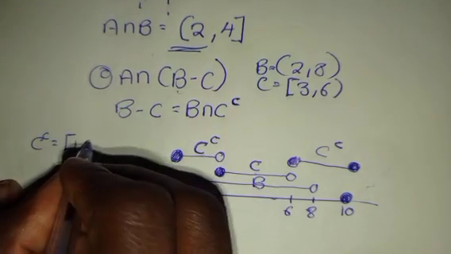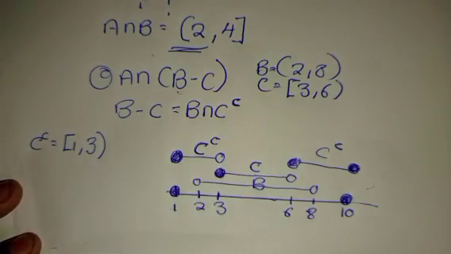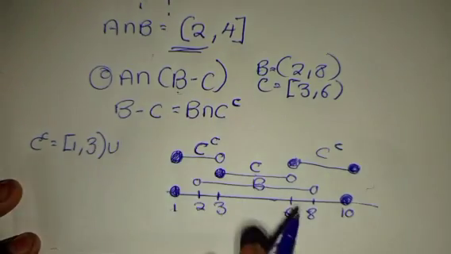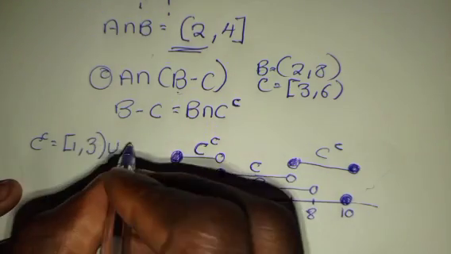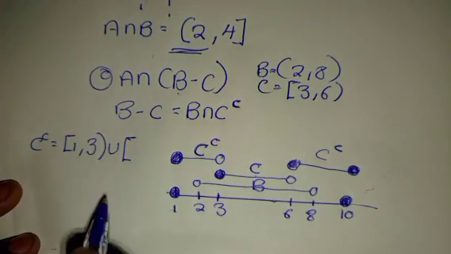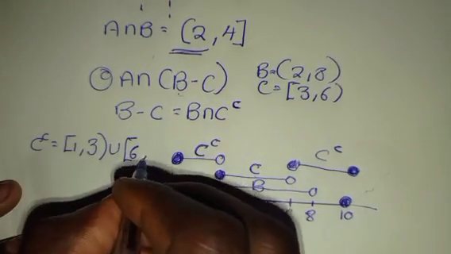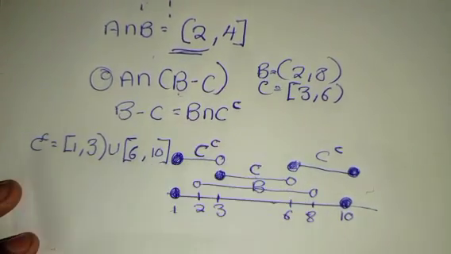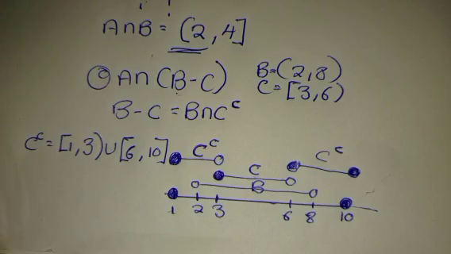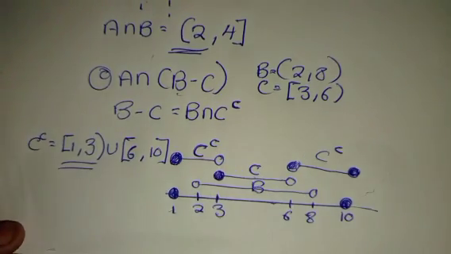Remember, this is an open interval, so we are putting that. Then union, where 6 is part of the complement, so we'll put a closed interval. So 6 is being part of the complement, comma 10. Also 10 is part of the complement. So this is what our C complement is.